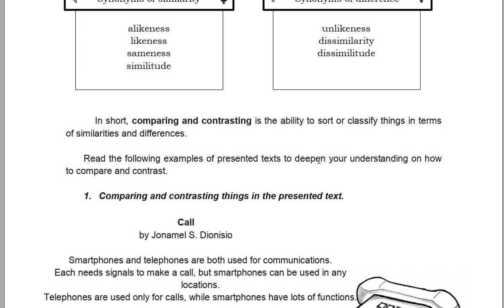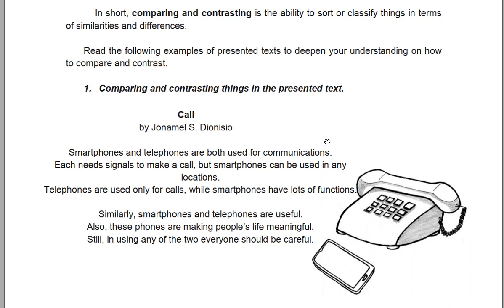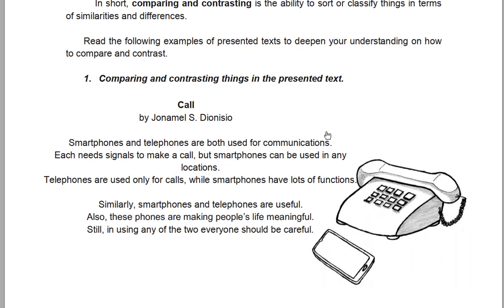Okay. So here, read the following examples of presented text to deepen your understanding on how to compare and contrast. Okay, so we have here Call by John Amel S.